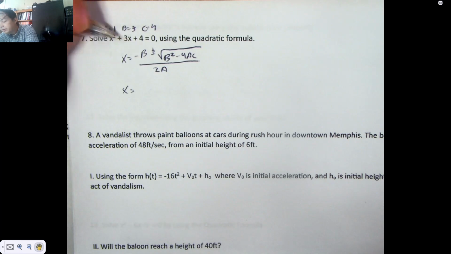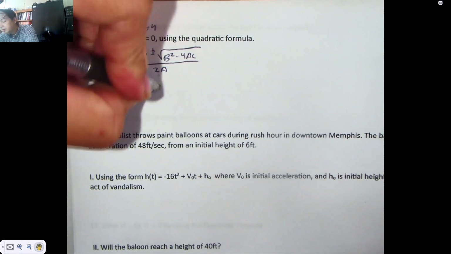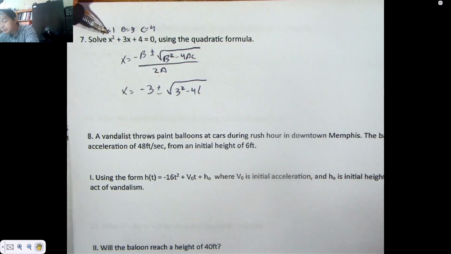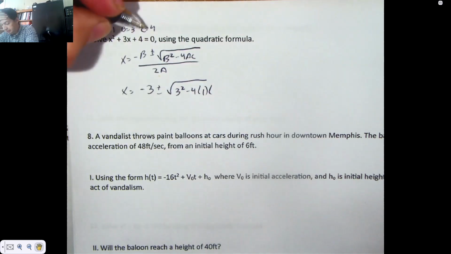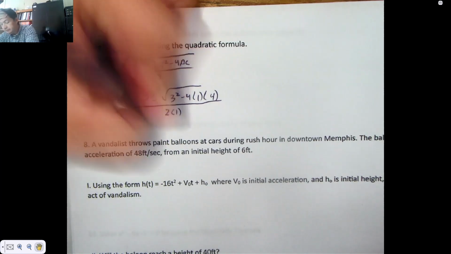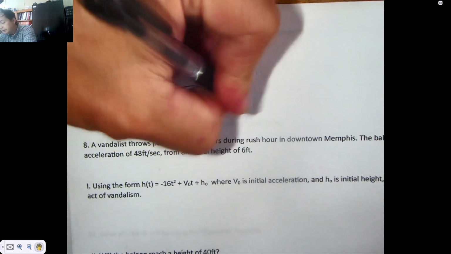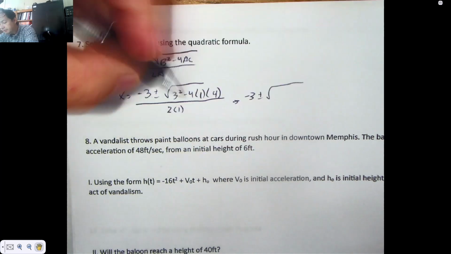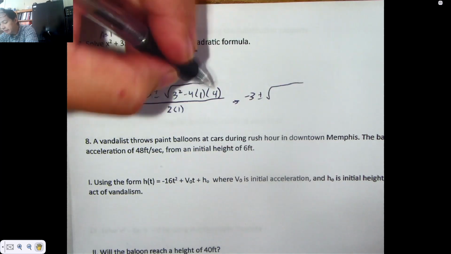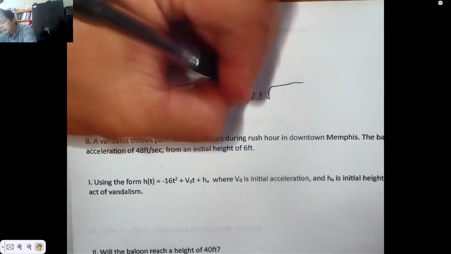And then you plug in. Opposite of a positive 3 is a negative 3, plus or minus the square root of 3 squared minus 4 times a, which is 1, times c, which is 4, all over twice a, which is 2. So we have negative 3 plus or minus square root. This is going to be an imaginary number. This is 9 minus 16. Do the math. Go push the buttons if you have to.